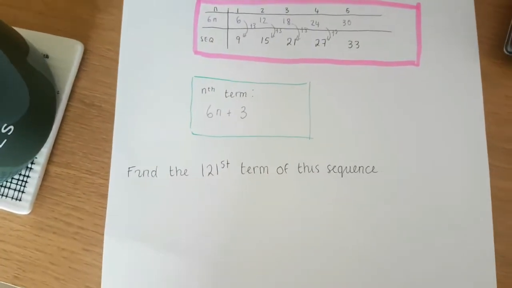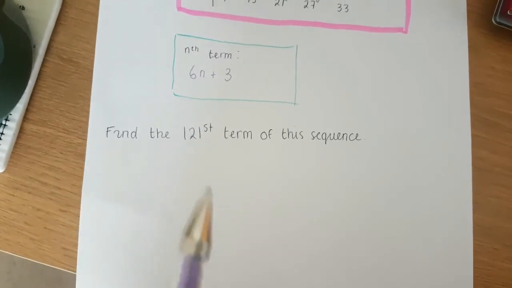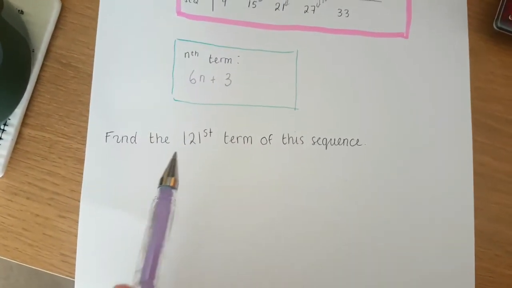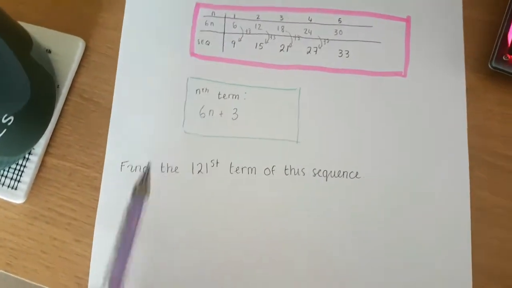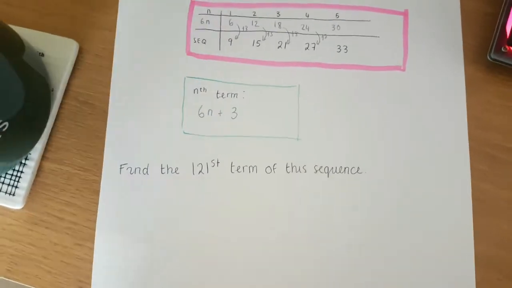Now, another type of question you could be asked to do with nth terms is to find a certain term of the sequence. Now, if we didn't have this, you can see that this takes forever. We could do it, but we'd have to keep counting and going up in sixes to find it, and it would just take far too long. Because we have the nth term, this actually takes far less time.